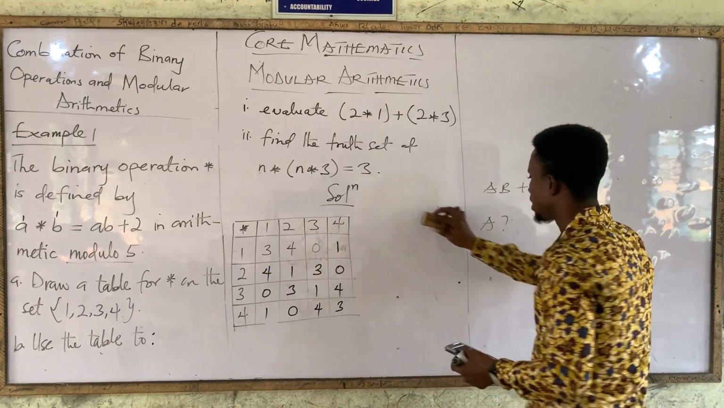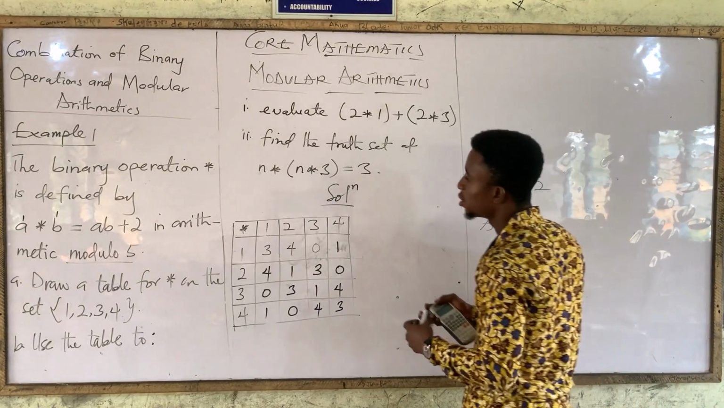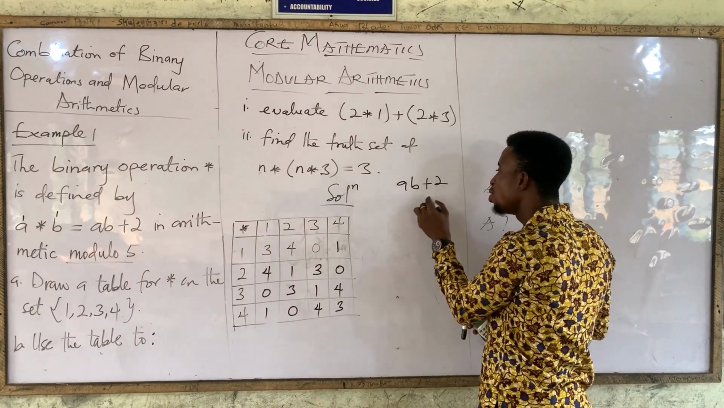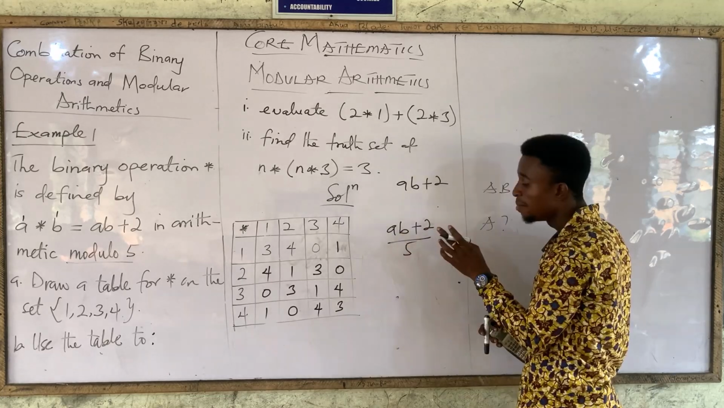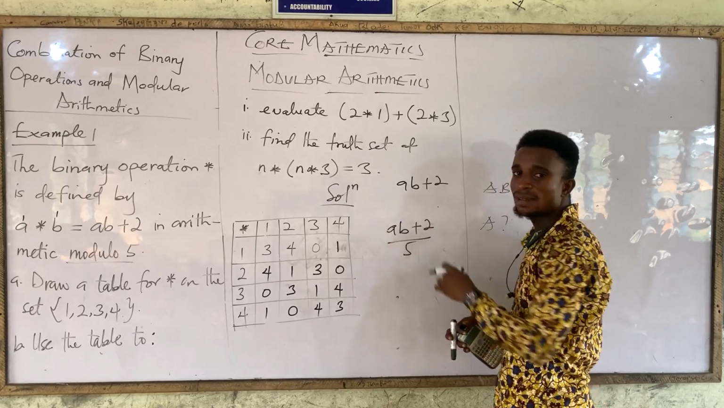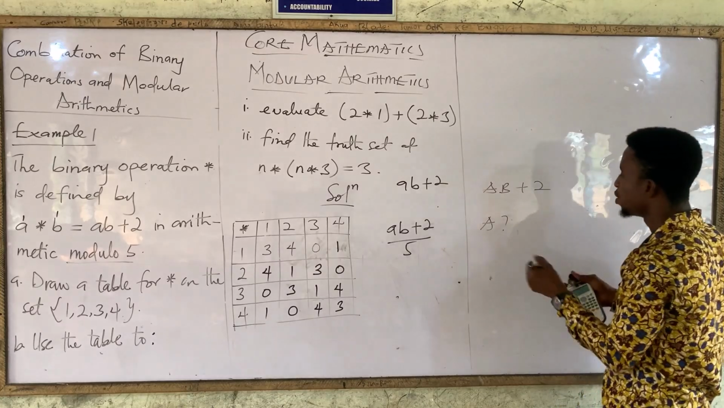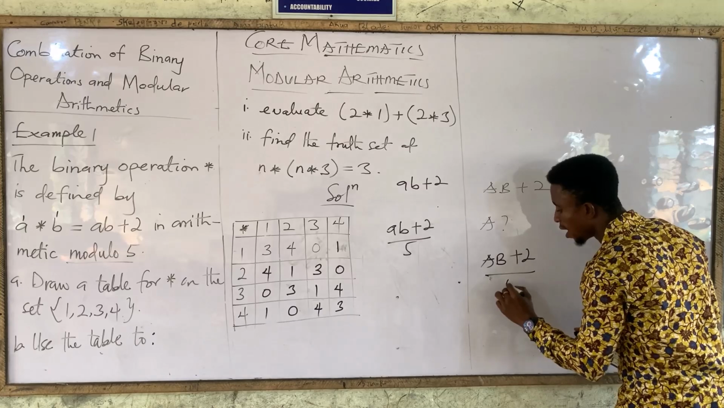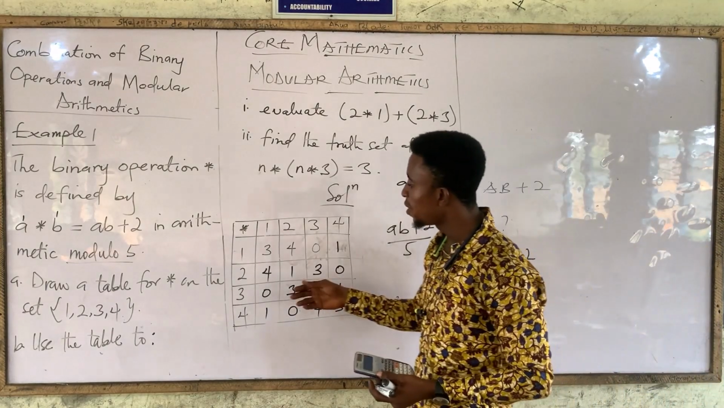So I have the machine to be AB plus 2. Now I'm going to divide this AB plus 2 by 5, meaning I'm taking the modulo, which is the 5, on this. Are you getting that? So my formula I'm going to put now is AB plus 2 all over 5. Are we getting that?